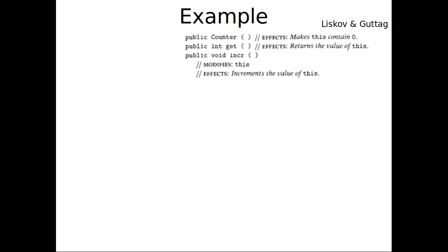Well-documented code can eliminate worries in the parts. These are from the Liskov and Guttag book. So here, ladies and gentlemen, we have a counter object, and initializing it, calling the constructor, makes it contain 0. Get gets the current value, increment increments the value. That's what we have to go by. What might we deduce from that?